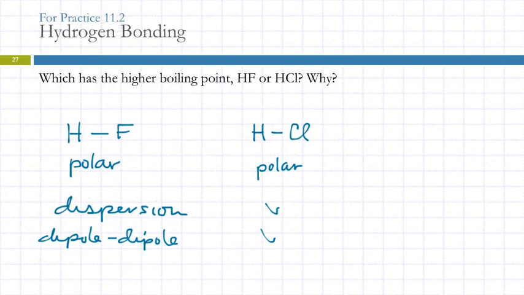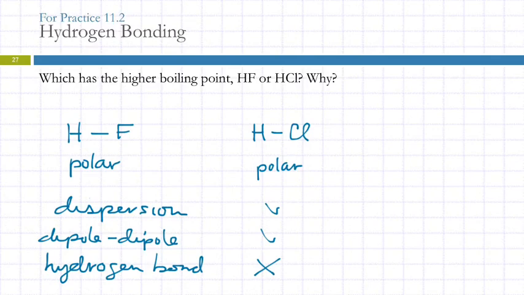Do they both have hydrogen bonding? ET, phone home. Fluorine, oxygen, or nitrogen bonded to hydrogen. Is there fluorine, oxygen, or nitrogen in HCl? No. Is there in HF? Yeah. In fact, that's all there is, that HF bond. So this has hydrogen bonding, and this has no hydrogen bonding.